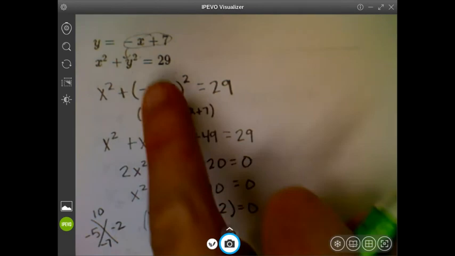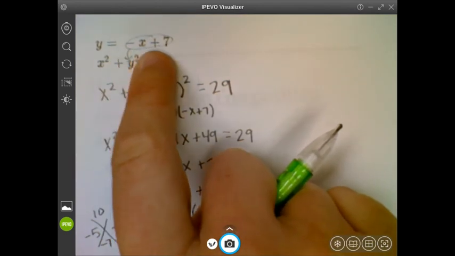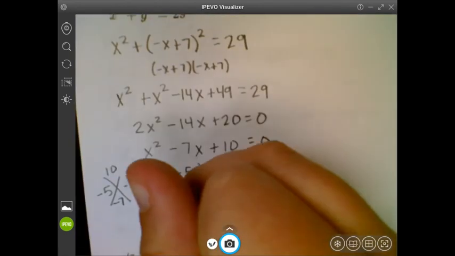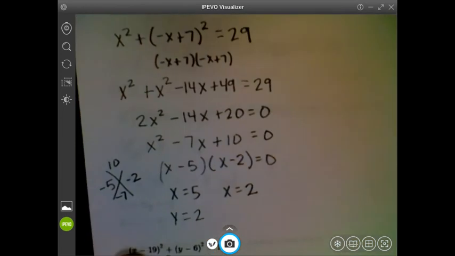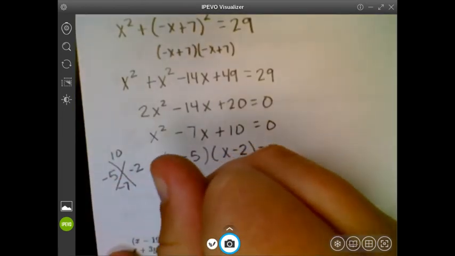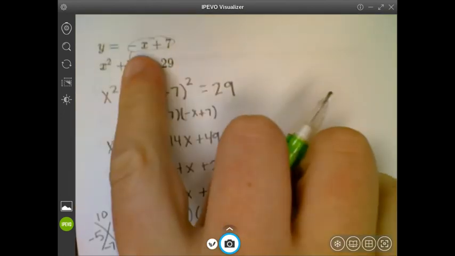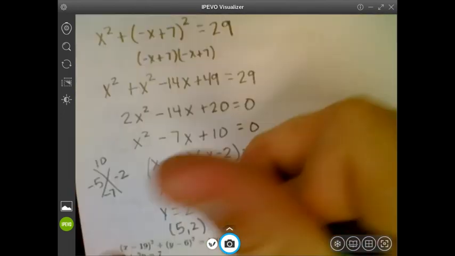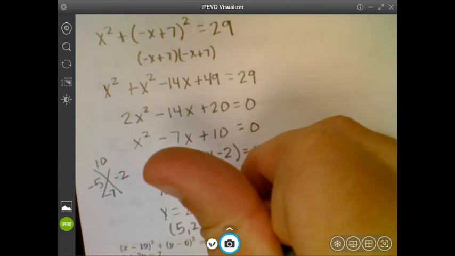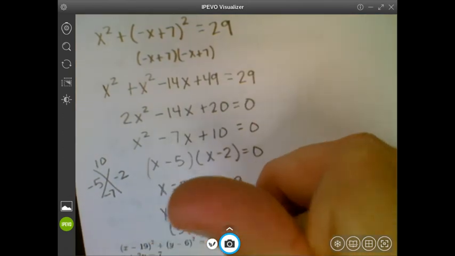So when you plug in 5, you'll have -5 plus 7, which is 2. So this y value is 2. So that coordinate point is (5, 2). And when you plug in 2, you'll have -2 plus 7, which is 5. So this y value is 5. So that coordinate is (2, 5).